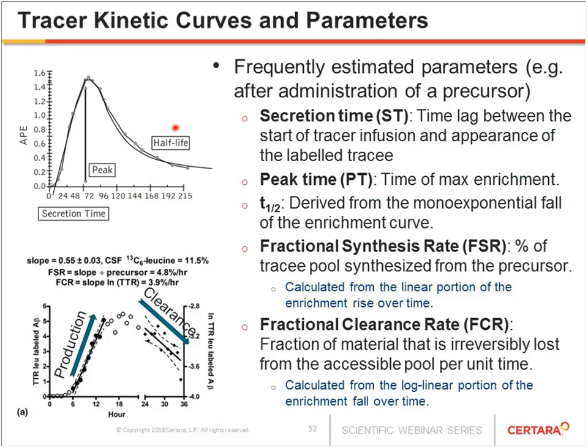And the fractional synthesis rate, as I mentioned, is obtained from the upswing of the tracer to tracee ratio curve. And you can see here on the bottom of the slide a graph of tracer to tracee labeled A beta again, and from that initial upswing we can determine the fractional synthesis rate. Now, if we know the pool size, or we have an indirect way of estimating the pool size, then we can obtain the synthesis rate indeed.